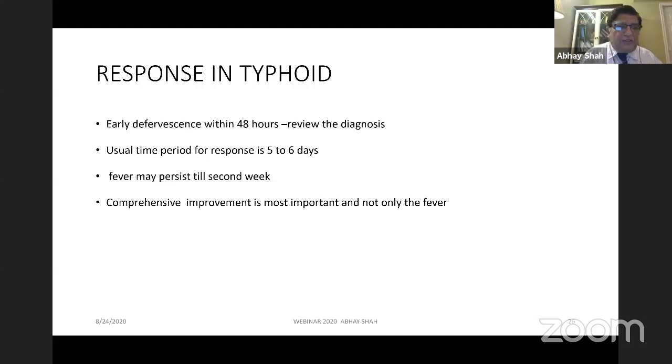As far as the response is concerned, if there is no defervescence within the first 24 to 48 hours, most of the time you are not dealing with typhoid fever. You have to review the diagnosis; the diagnosis is wrong. Number two, the usual time for response is 5 to 6 days, but fever may persist till the second week. In that case, you have to rule out all complications, including HLH or thrombophlebitis. And comprehensive improvement is very, very important as far as typhoid is concerned.